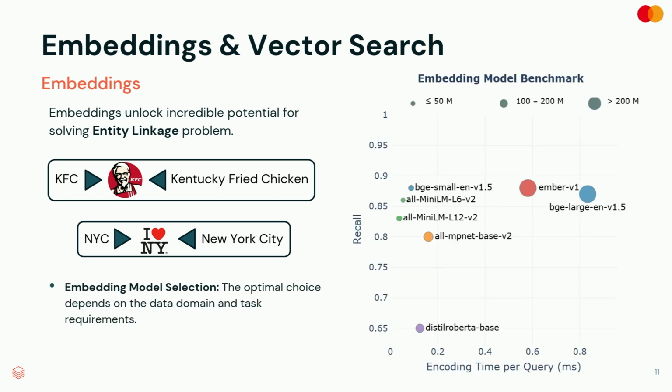When it comes to embedding model selection, the optimal choice depends on the data domain and task requirements. On the x-axis, we see the encoding time per query in milliseconds, and on the y-axis, we have the recall. The marker size represents the model size in millions. Based on our experiments, and for our use case, BGE small en and Ember v1 yield the same recall, but BGE is a much smaller model, therefore it's cheaper to run, and it's also much faster. So BGE small was the obvious choice for our use case.